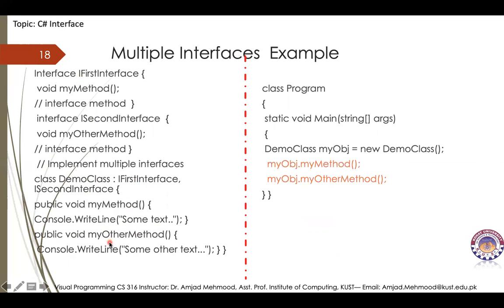So this is possible. That is why I was saying that this is one of the solutions of multiple inheritance. This was not possible in classes, but through interfaces you can implement multiple inheritance. Here you can see that now you are making an object of your class, which was the Demo class, and now you are calling both the methods. So multiple inheritance is possible, or by using interfaces you can achieve multiple inheritance.